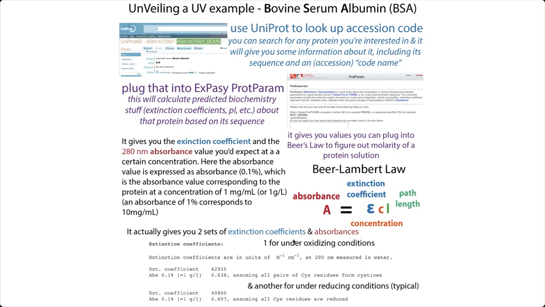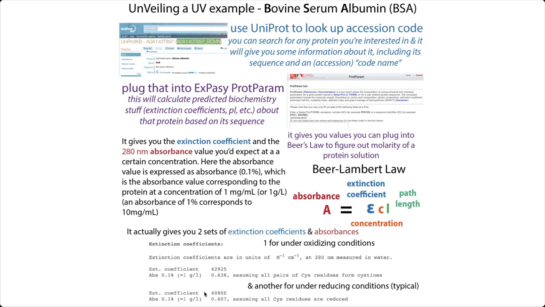It's going to give you two sets of extinction coefficients and absorbances. So remember the extinction coefficients? Those are going to be the actual things that you could plug into the Beer-Lambert law. And that would allow you then to figure out the concentration and molarity. Typically, however, we're going to be more lazy and we're going to use this pre-calculated absorbance conversion factor. Here you can see it's saying absorbance of 0.1%. So remember that would be 1 mg per mil. Here they're showing it as gram per liter, but that's the same as mg per mil. And they're saying that would be 0.638, assuming all pairs of cysteine residues form cystines.